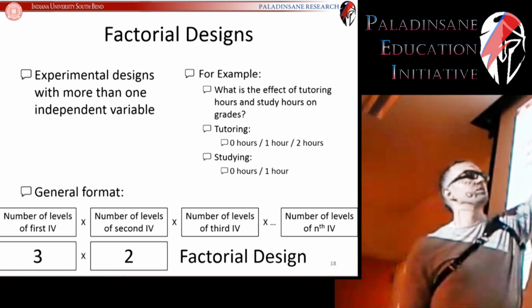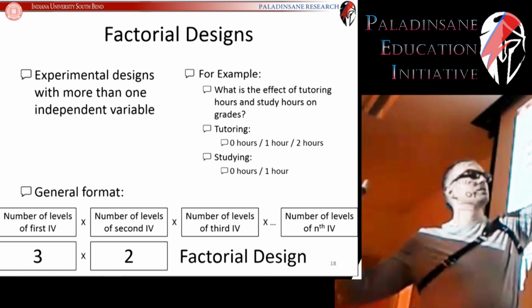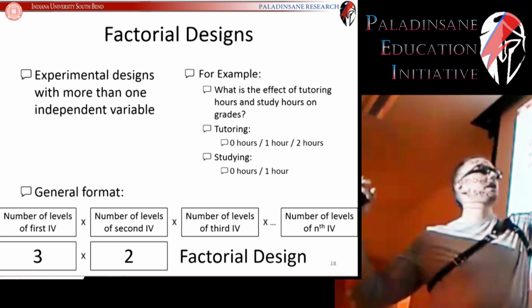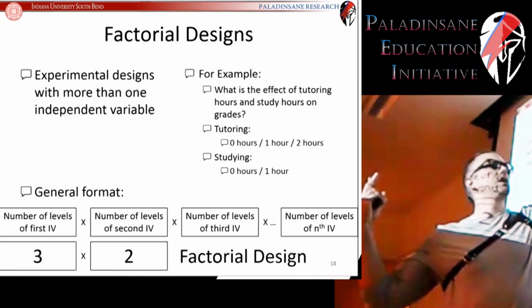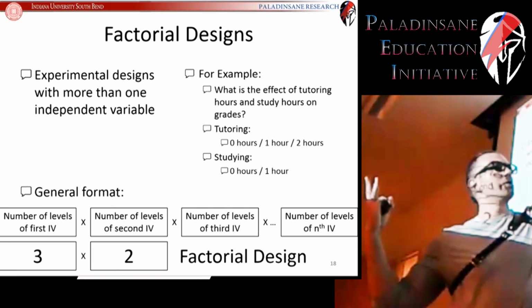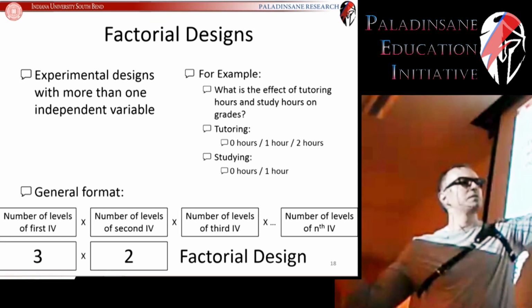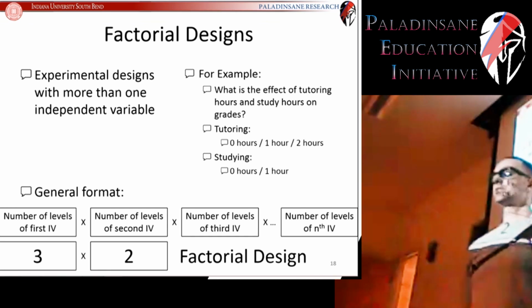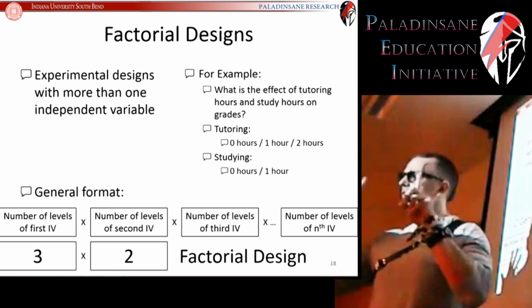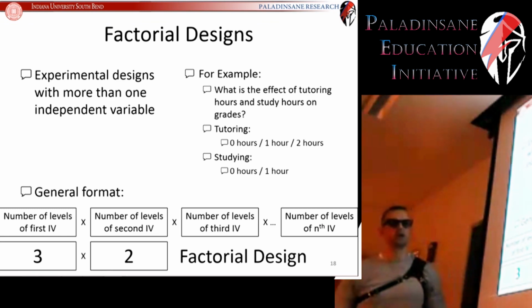So we have students that received 0 hours of tutoring and 0 hours of studying. Students that received 0 hours of tutoring and 1 hour of studying. Students that received 1 hour of tutoring and 0 hours of studying. 1 hour of tutoring, 1 hour of studying, 2 hours of tutoring, 0 hours of studying, and then finally 2 hours of tutoring and 1 hour of studying. 6 unique combinations, a 3 by 2 factorial design.